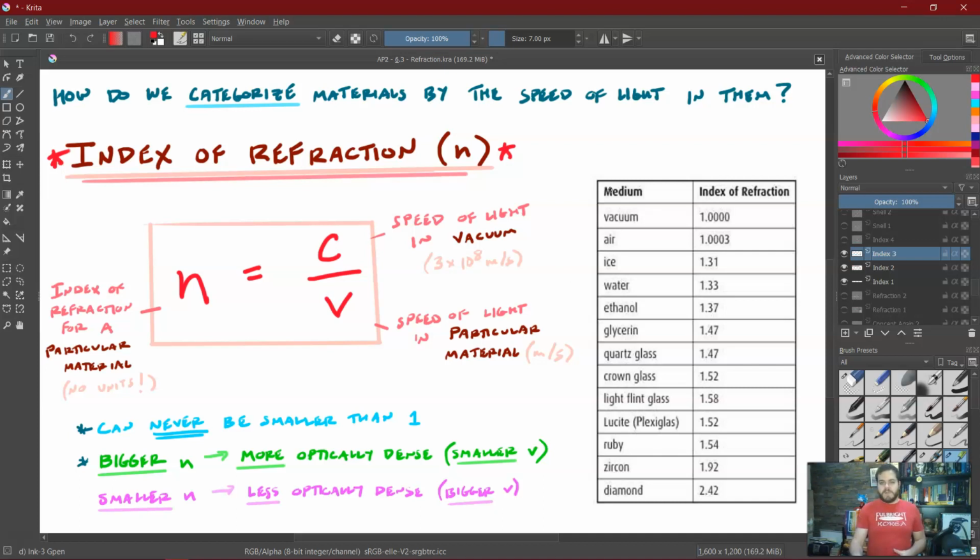Now, if we look over here, we can see that, for instance, diamond has a very big n. Light travels slowly in diamond compared to, for instance, glass, which travels slowly compared to water, which travels slowly compared to air. And this is one point we really want to highlight, is that the index of refraction of air is very, very close to that of a vacuum. Instead of being 1, it is 1.0003, and whenever we're doing calculations, unless you're doing something very, very precise, we just say, okay, the index of refraction for air is 1. That's a number, though, that we will probably want to make sure that we have down.